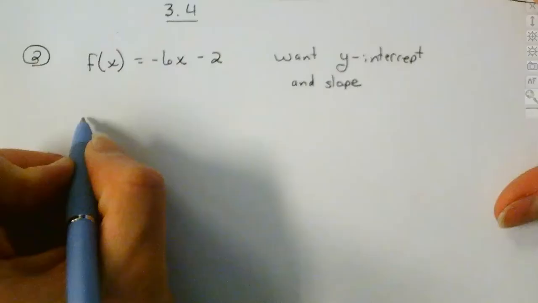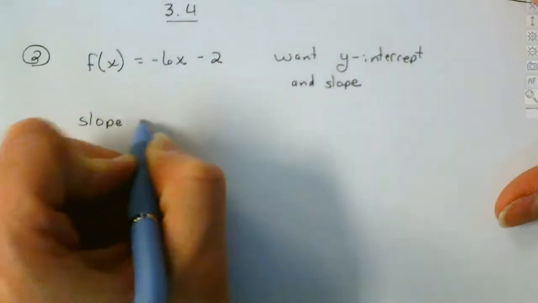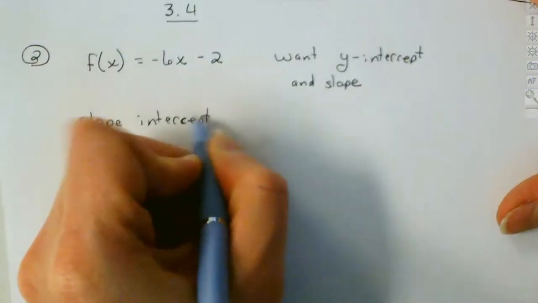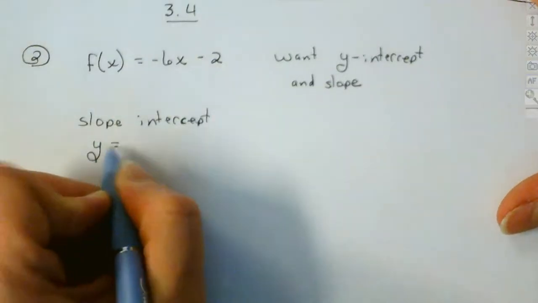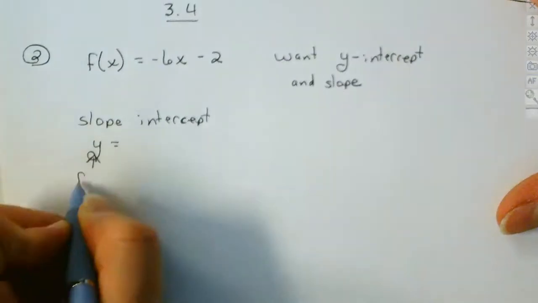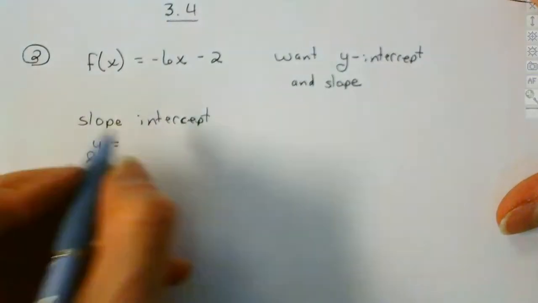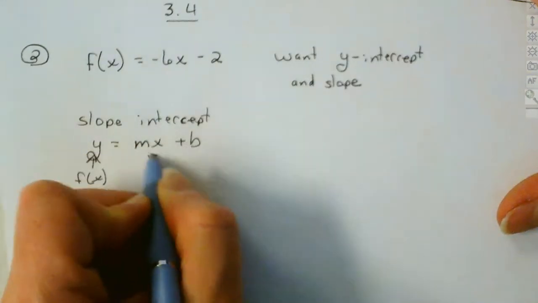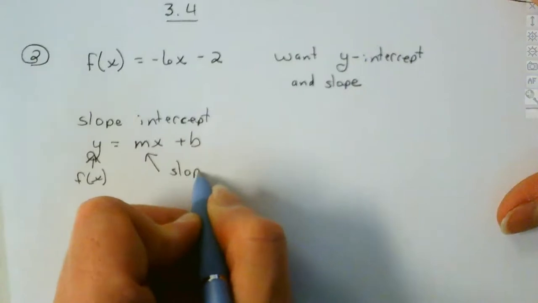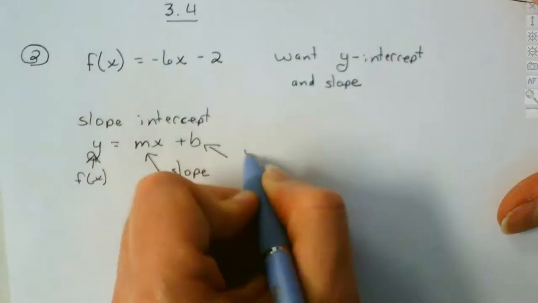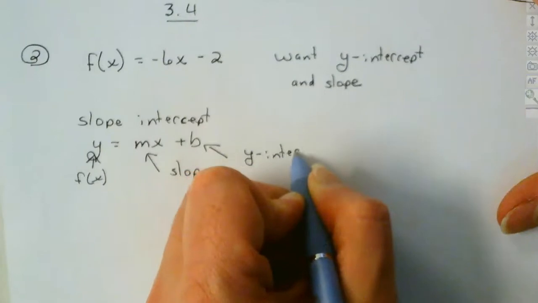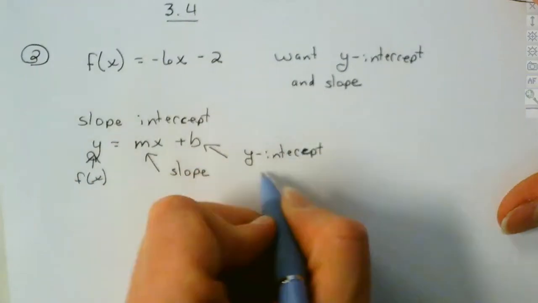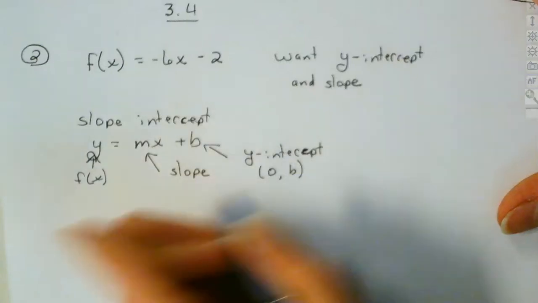Now, this is our slope-intercept formula. The slope-intercept formula is y, and now this can also be f of x, either the same, is equal to mx plus b, and that m, well, that is the slope, and the b, well, that is your y-intercept, as an ordered pair, and that would be 0, comma b.